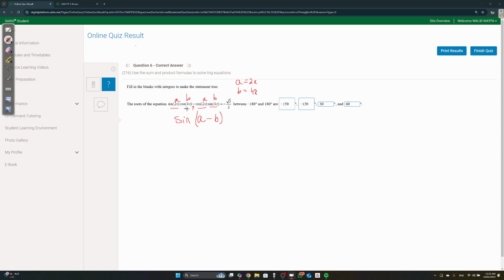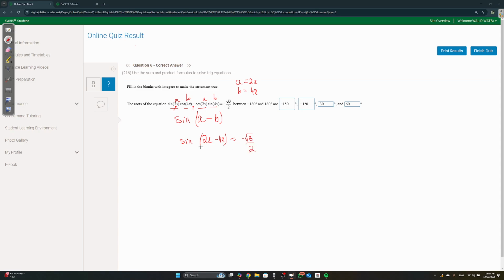And what's our A? What's our B? A is 2x and B is 4x, so it's just going to be sine of 2x minus 4x, which is equal to negative root 3 over 2.